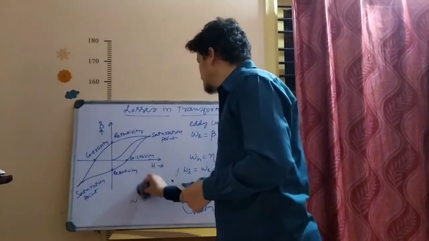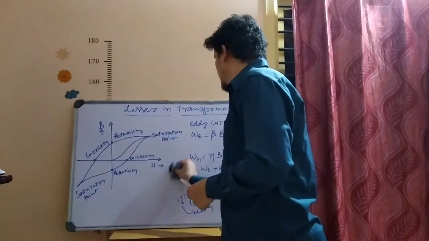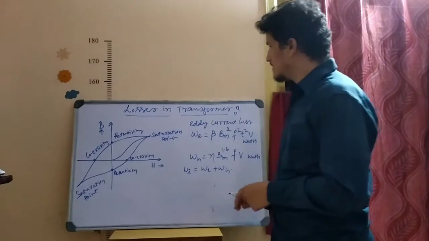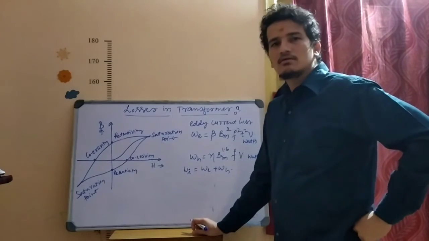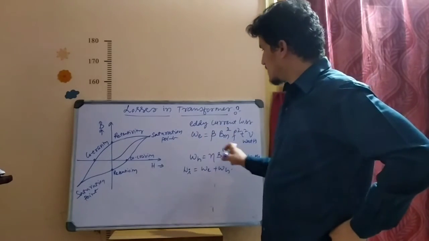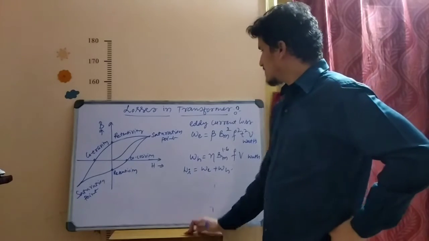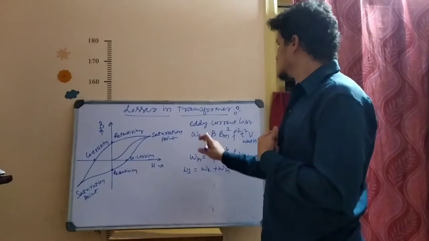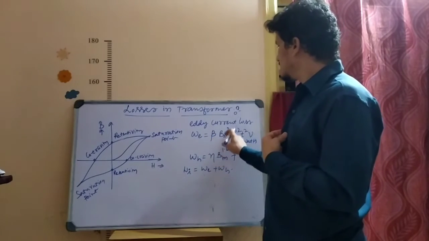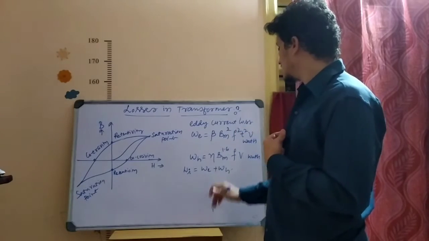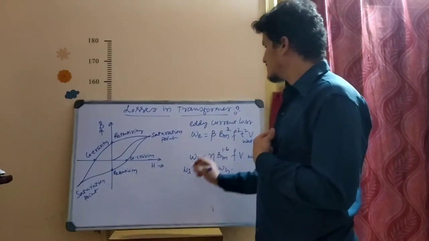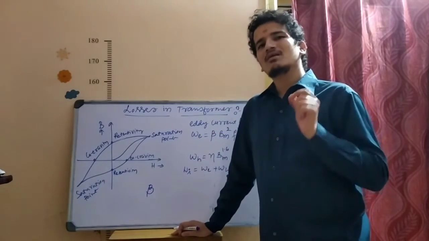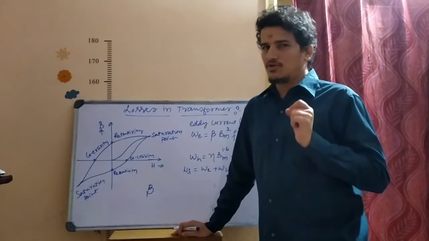This eddy current loss is given by an empirical formula invented by Steinmetz. This formula is called the Steinmetz empirical formula. W_e is the eddy current loss, as I have told you. So the eddy current loss is given by beta Bm squared f squared t squared into V. What is beta? Beta is the Steinmetz constant, whose value depends upon the quality of the magnetic material used.